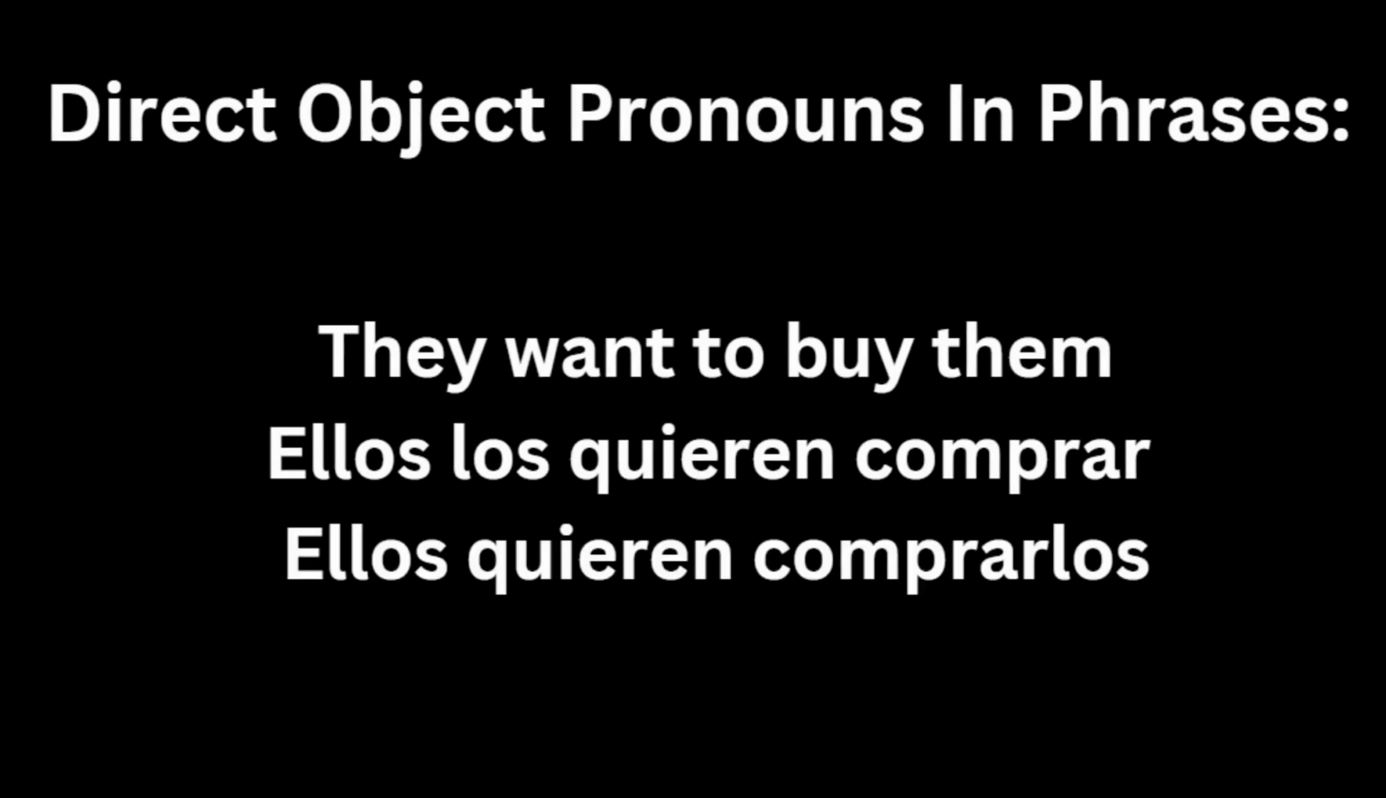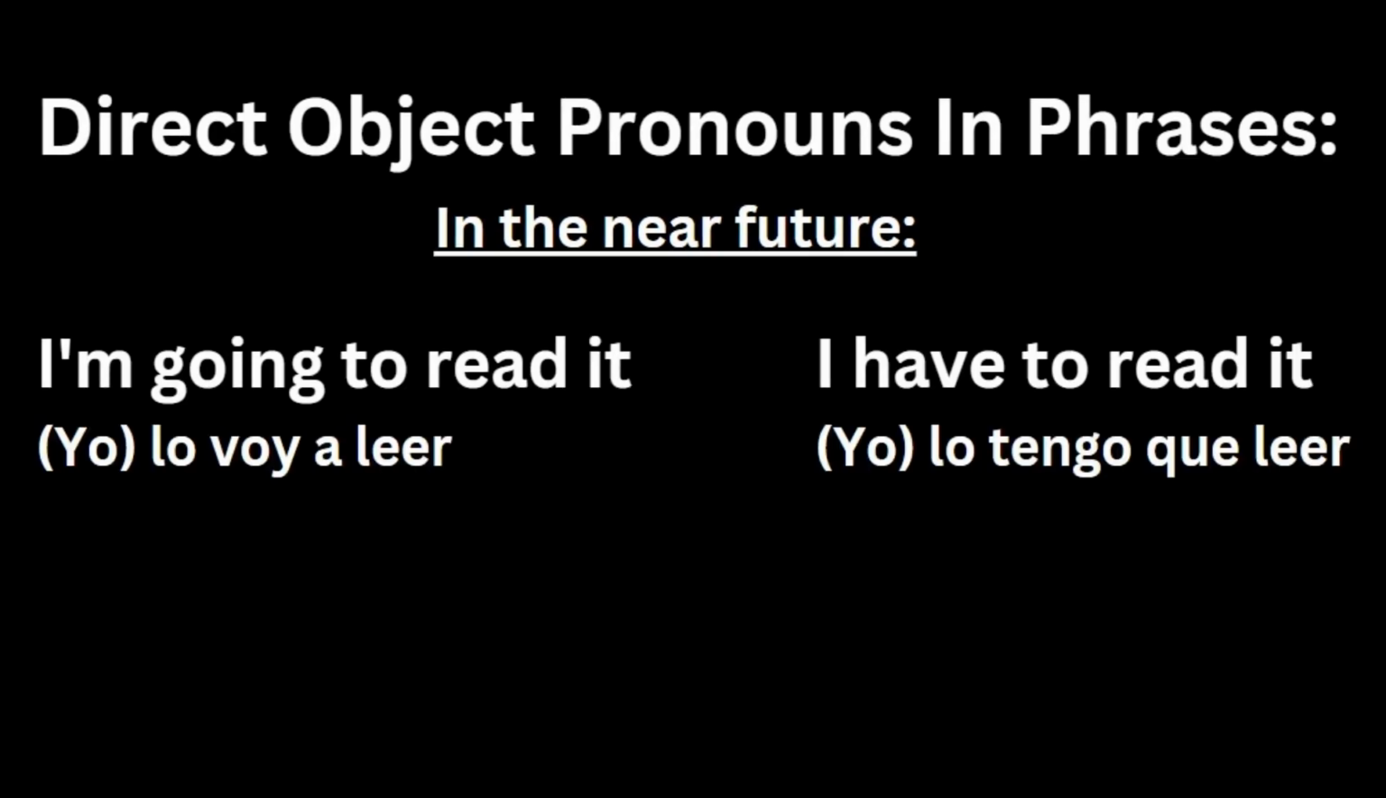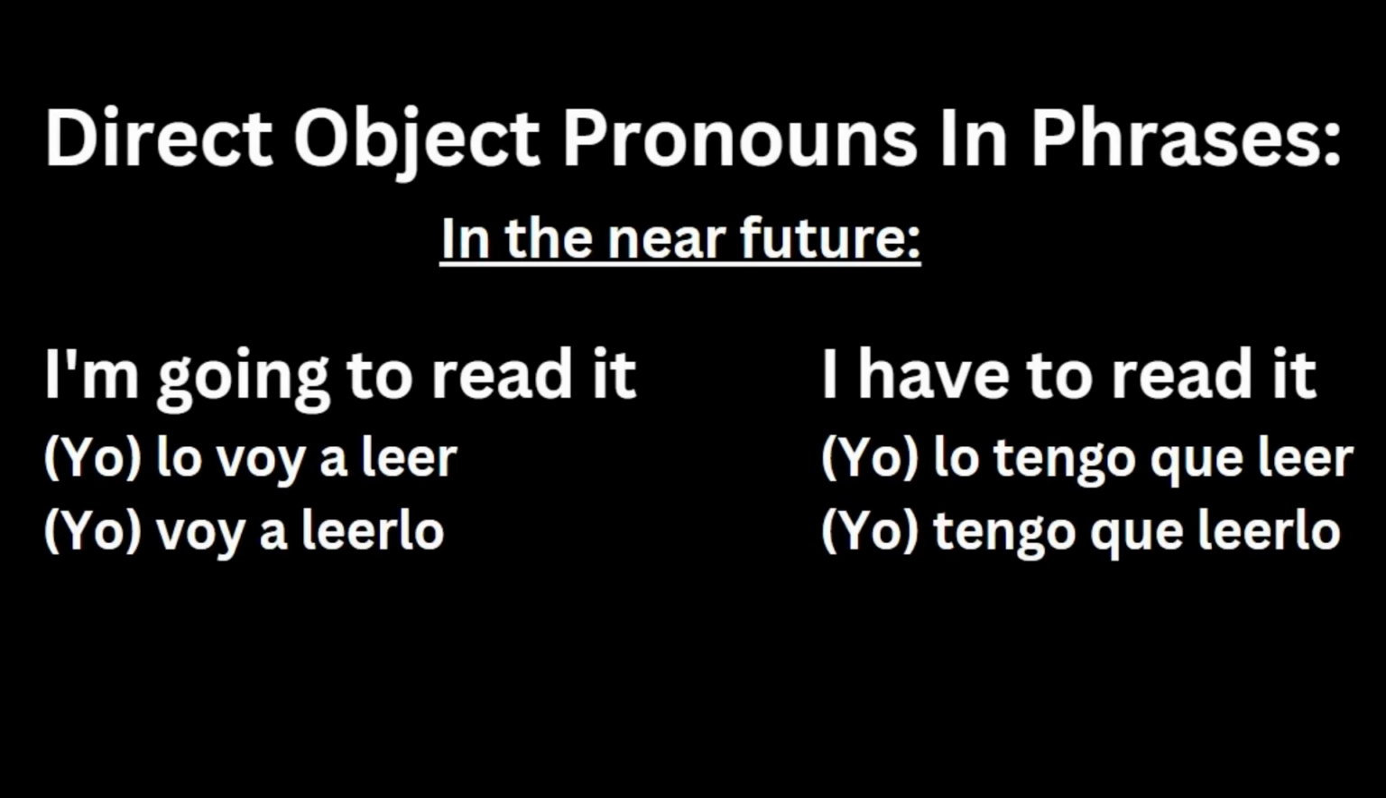You can also use direct object pronouns when speaking in the near future, such as "I'm going to read it" or "I have to read it," which can be said as "yo lo voy a leer" and "yo lo tengo que leer," or if you want to simplify the order of the words, you can say "voy a leerlo" or "tengo que leerlo."